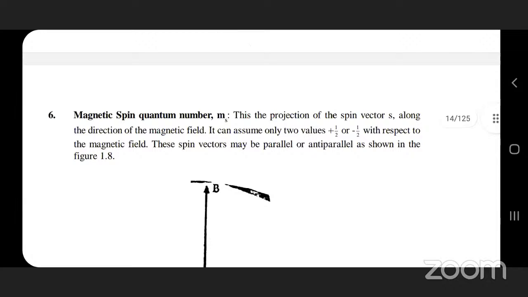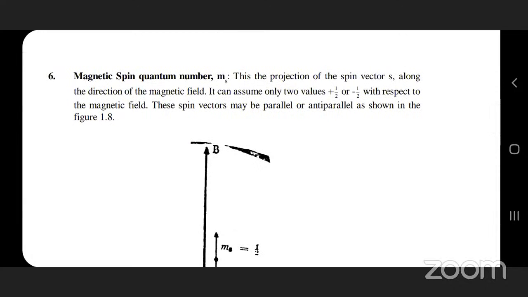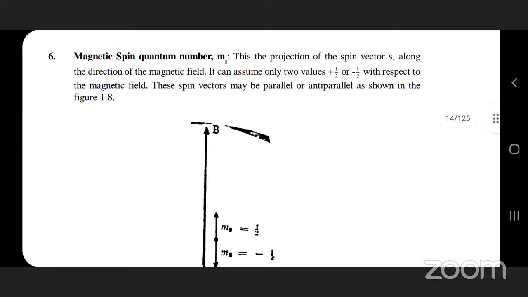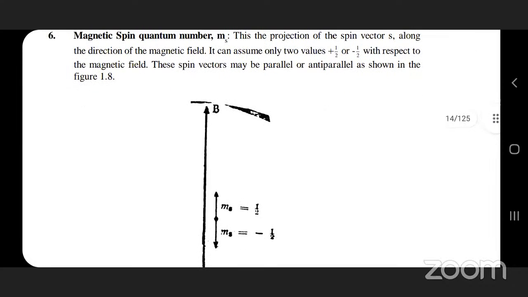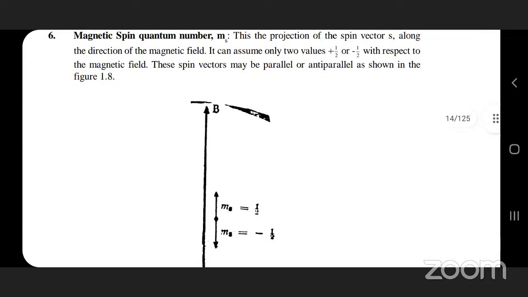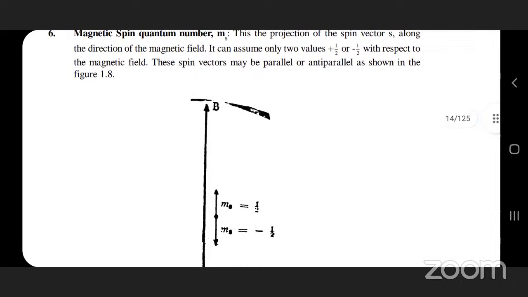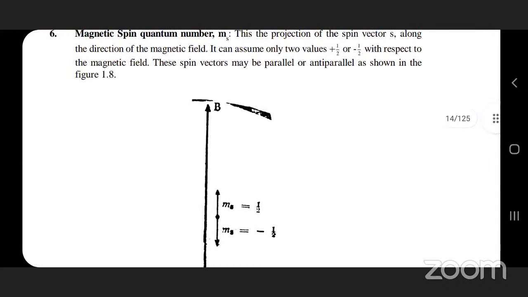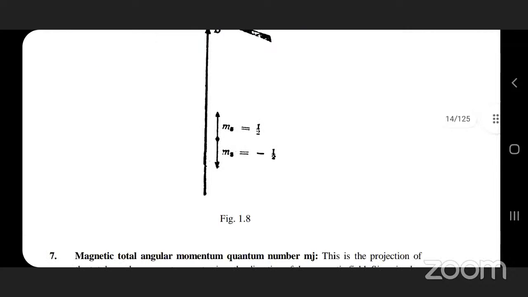Next, the MS value, the magnetic spin quantum number. Here is the projection of the spin vector S along the direction of the magnetic field. We can assume only two values, plus half and minus half. MS is plus half for the upward direction and minus half for the downward direction. That's it. These two spin vectors may be parallel or anti-parallel.